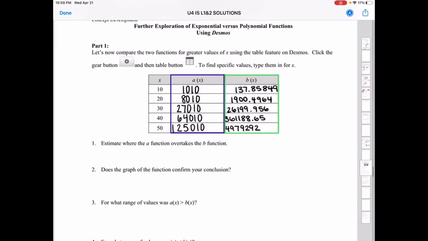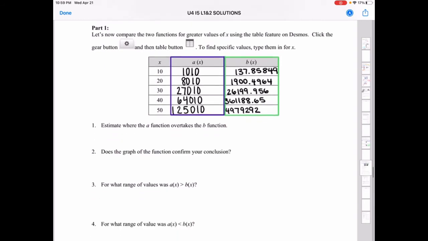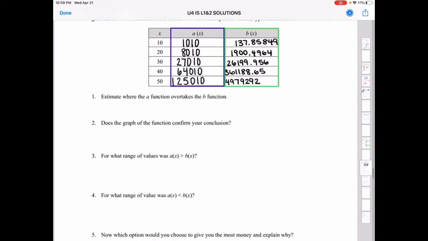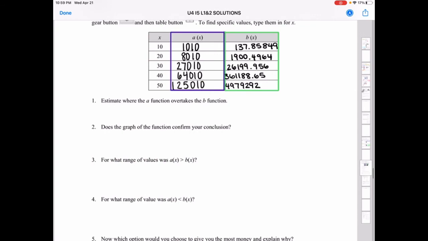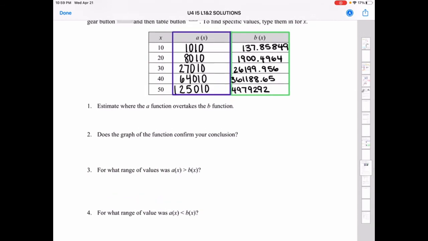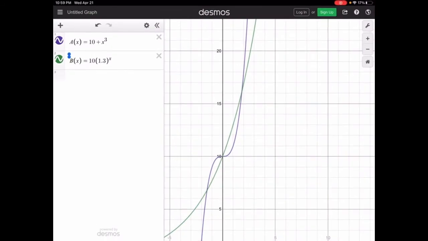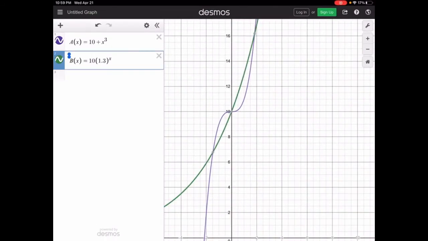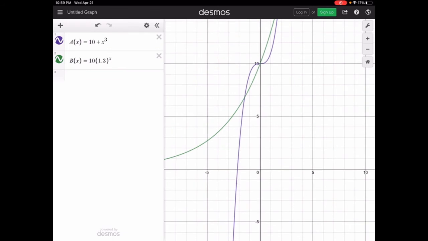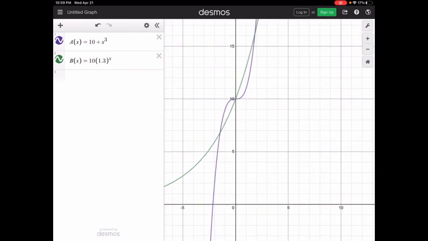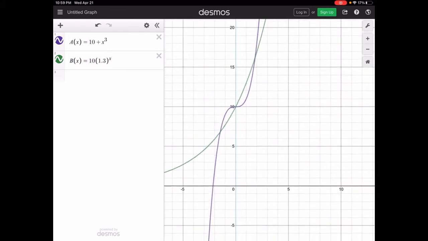To the next page, we're going to be comparing a of x and b of x. The table here is color-coded the same way as we just had, a in purple, b in green. Our first question is, estimate where a overtakes b, okay? So we're going to graph both of these functions. They're in Desmos right here. And if you go home, it doesn't really give you that great of a view, so you kind of have to fix these windows a little bit.